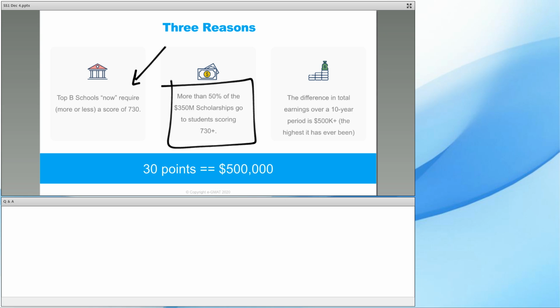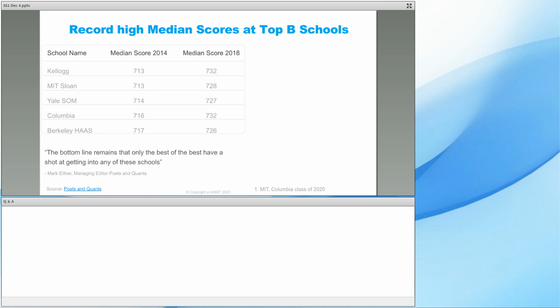And then the third, and probably the most important and most ignored reason, is the difference in total earnings over a 10-year period. If you look at someone who graduates from a tier 1 school versus someone who graduates from a tier 2 school, that's about $500,000 over a 10-year period right now. And this number is the highest it has ever been till date. But in my opinion, this is going to go even higher.